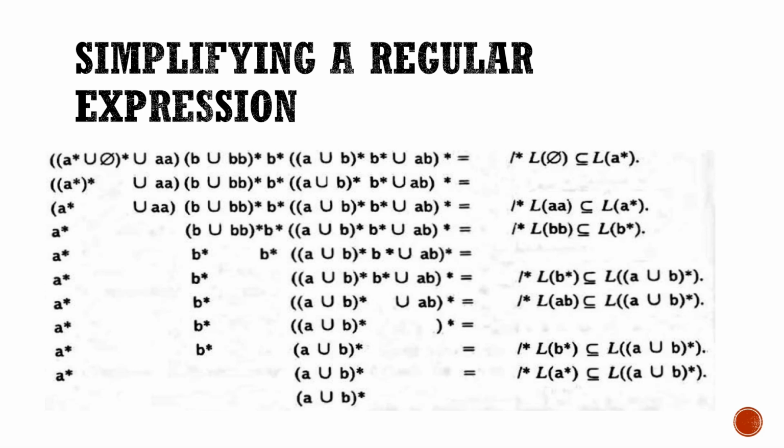Now we are left with A star, B star, A union B whole star. B star is a subset of A union B whole star. So this can be reduced to A union B whole star. The next, A star concatenated to A union B whole star, as A star is a subset of A union B whole star, this can be reduced to A union B whole star. Fine. So this is how the simplification works. You need to remember these laws for applying the simplification process.